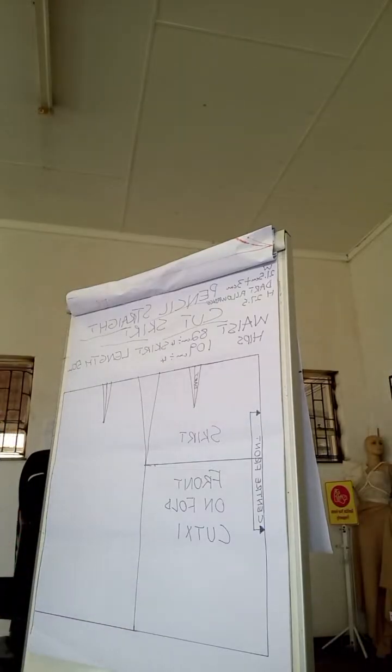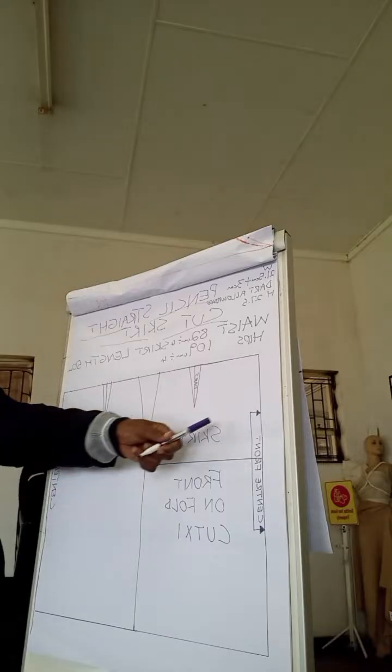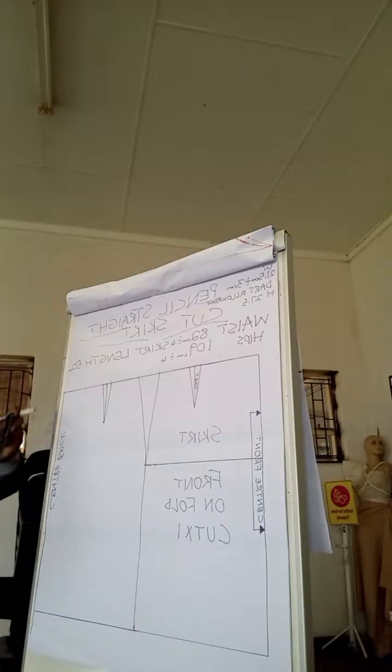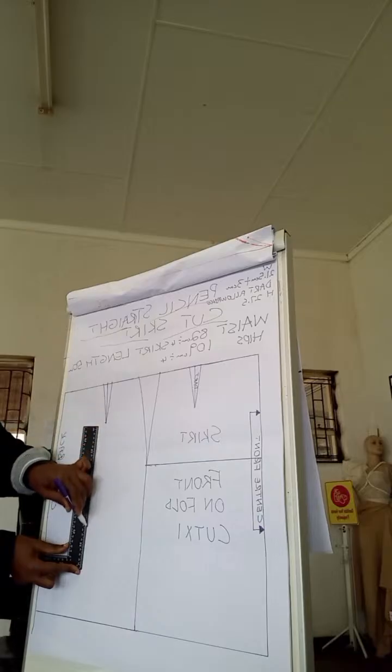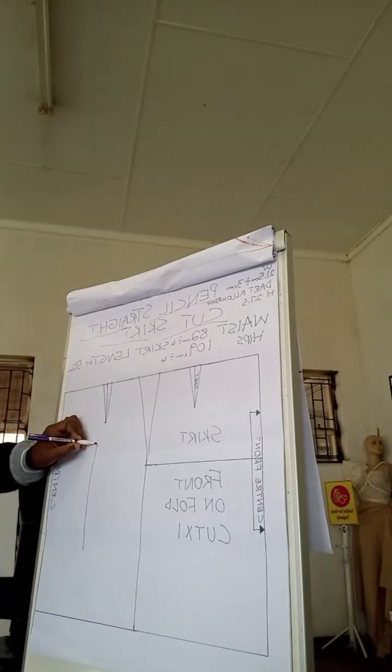Now, here's your block pattern. Now, this is the back. This is called the center back, where you're going to be putting your zip. So this center back is not on fold. Again, if it is not on fold, the green line is going to be straight, a straight green line like this.